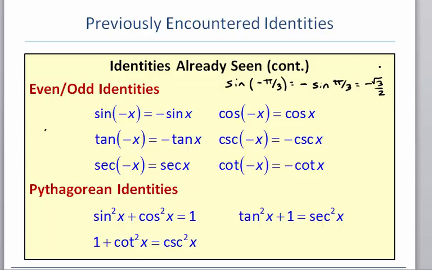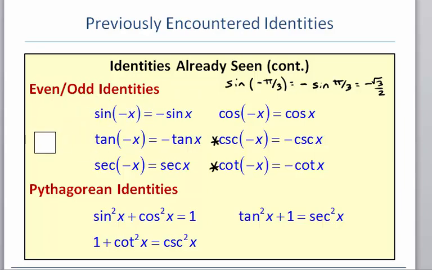For odd functions, the negative can be pulled out to the front of the trig function. We see that on the sine, we see that on the tangent, we see it on the cotangent and also on the cosecant. So these are all your odd functions, meaning that the negative comes to the front and we can evaluate it as a positive function and then put the negative on at the end.